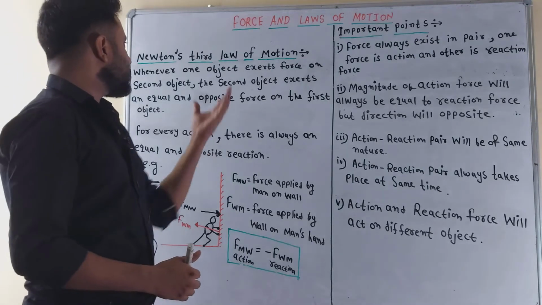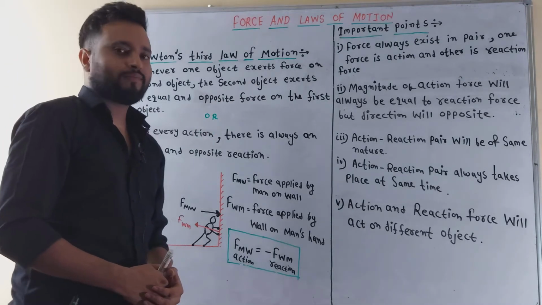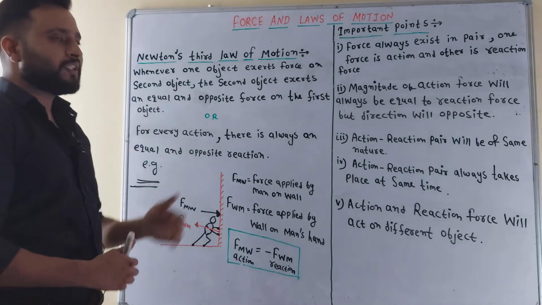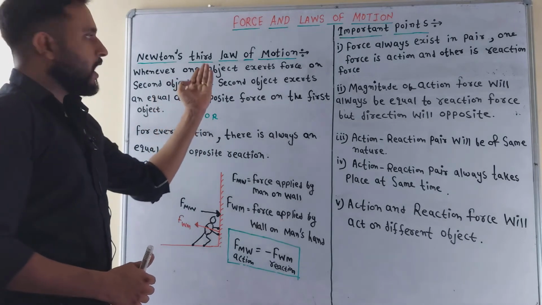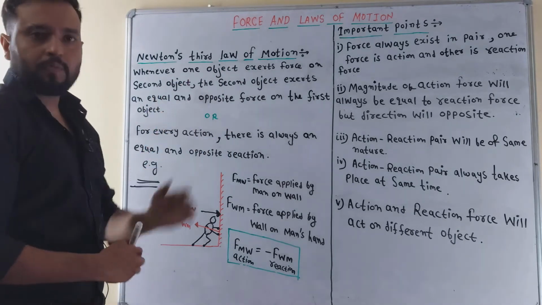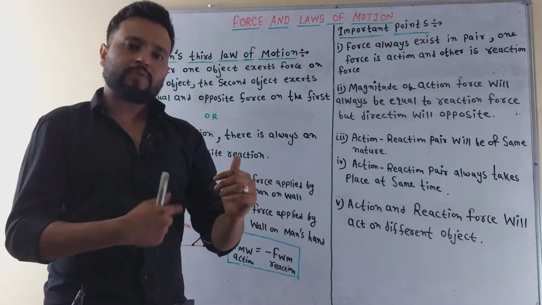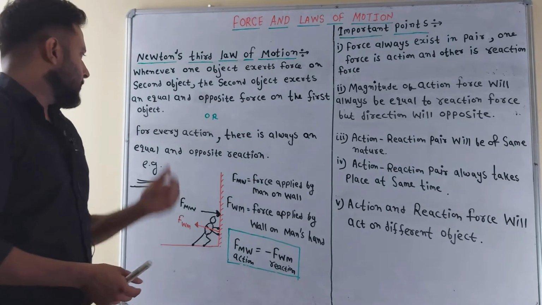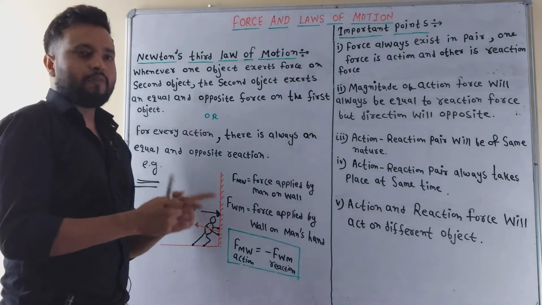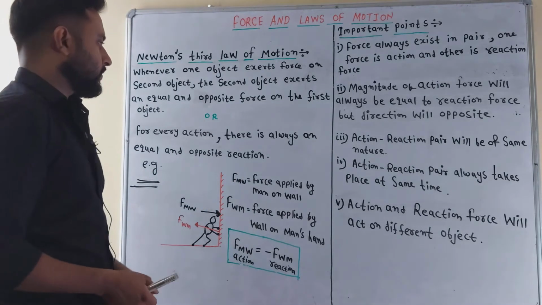Hello. So today our topic is Newton's third law of motion. What Newton's third law of motion says is, whenever one object exerts force on a second object, then the second object will also apply the same force on the first object. Or in other words, we can say for every action there will be an equal and opposite reaction.